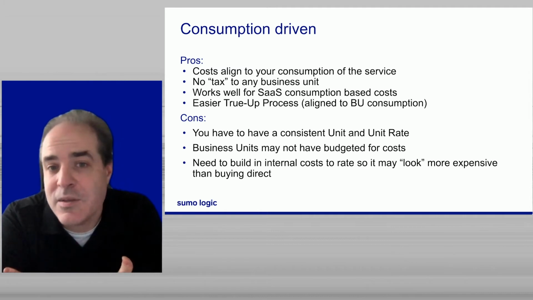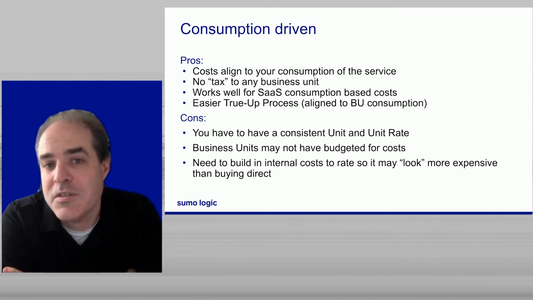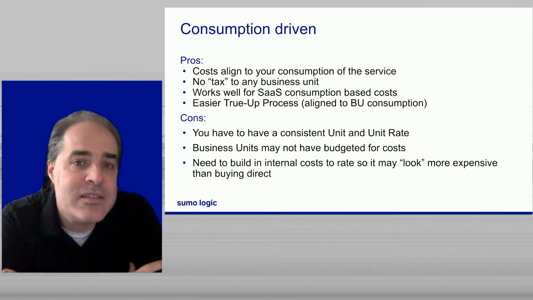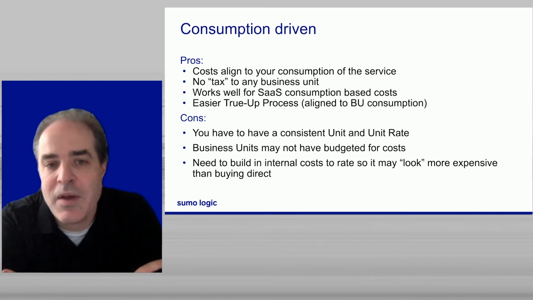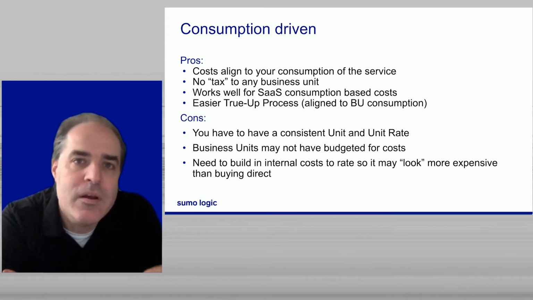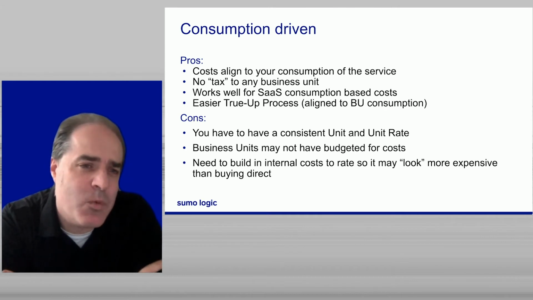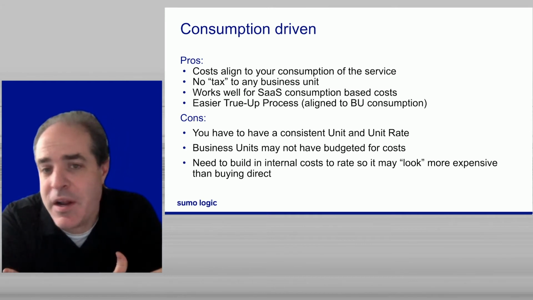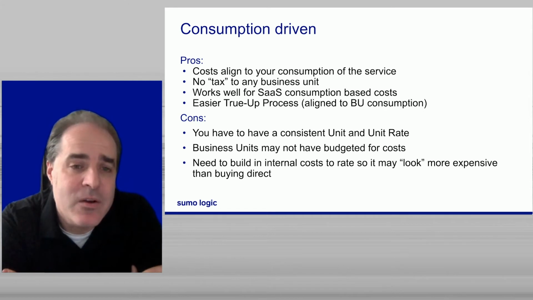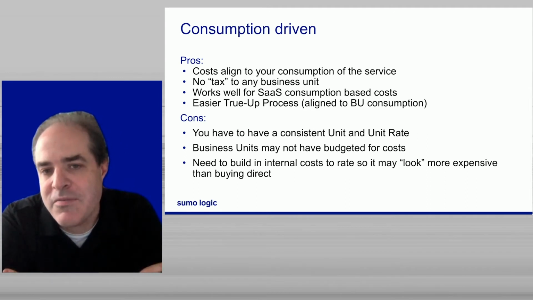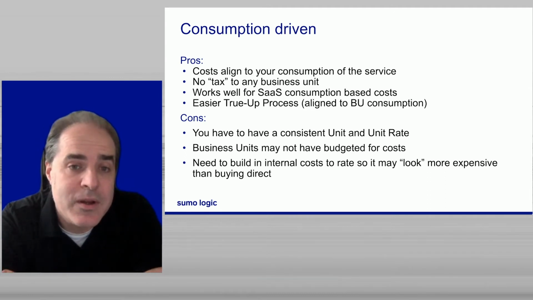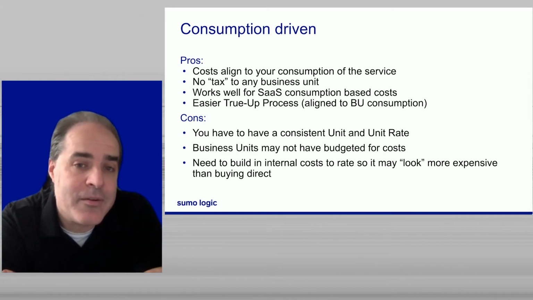Works well for SaaS consumption-based costs, like Sumo or other services you may have, like AWS. And it's easier to true up. You can say to a business unit, you overconsumed, this is your rate, this is what you have to pay. The only couple cons, and they're easy to work through, you have to have a consistent unit and unit rate, but with Sumo you have that. When you license, you get a unit of measure, gigabytes of consumption, or data points per minute in the case of metrics, and you get a rate from Sumo. So all you're doing is multiplying those two together.